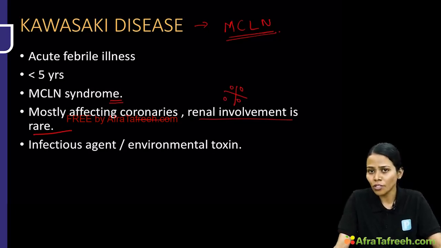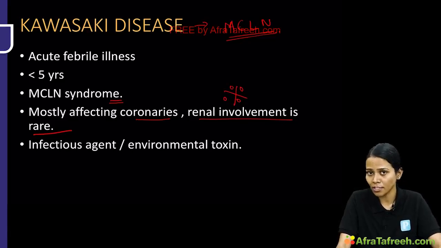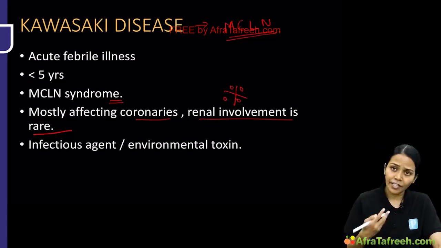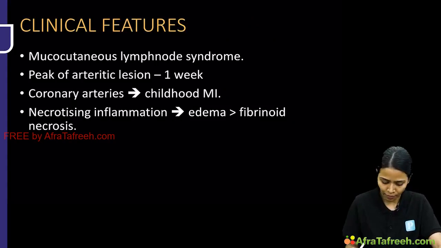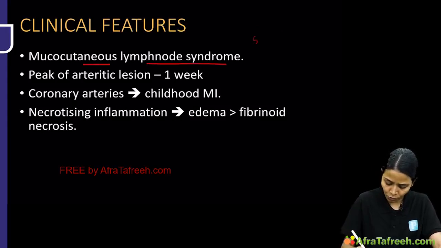So in the mucosa, you get to see red mucosa, the classic strawberry tongue, lymphadenopathies and cutaneous rashes, reddening of the palms and soles. All these are the features that you can see when this child presents with fever. And coronaries can get affected, causing coronary aneurysms. Infectious agents and environmental toxins are all considered in the pathogenesis of Kawasaki disease. Now, clinical features, like I said, it's mucocutaneous lymph node syndrome. Remember the classic strawberry tongue.